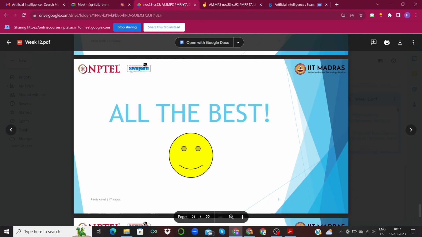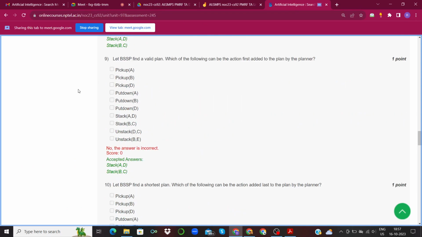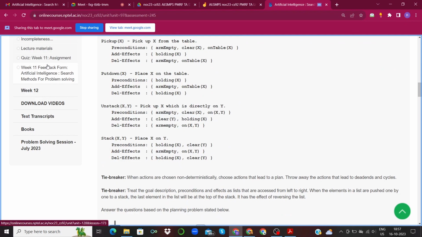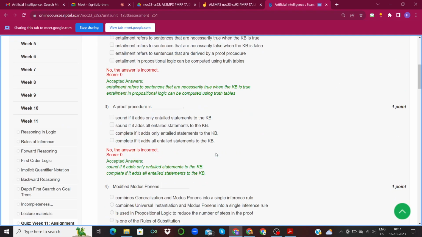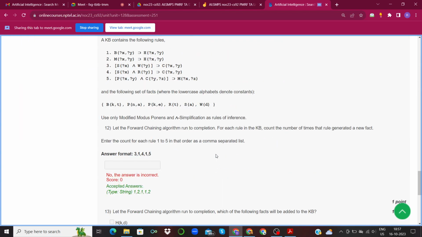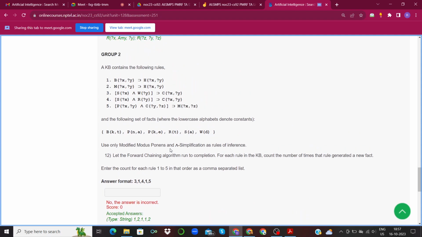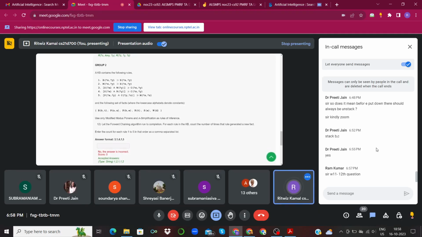Okay, week 11, 12th question. Let's quickly go to that. Okay, here you are asked, let the forward chaining run to completion, and for each rule in the KB, count the number of times that rule is generated. So we discussed a very similar problem to this in the previous live session, right? It was exactly the same, just the knowledge base was different, right?